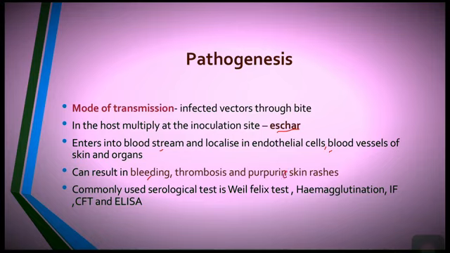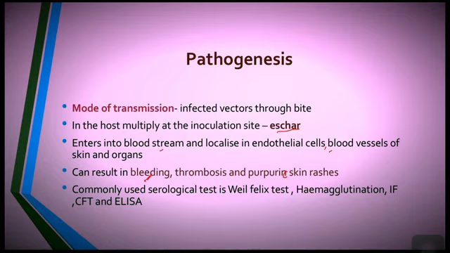The organism spreads through the bloodstream. It causes an acute febrile reaction and gets localized in the endothelial cells, blood vessels of the skin and organs. This swelling and destruction of the endothelial cells occasionally can result in bleeding, that is hemorrhage, thrombosis and purpuric skin rashes. Rickettsia can survive for longer periods in various organs and lymphatic tissues of infected humans and animals. So it is one of the important features in the pathogenesis and epidemiology of rickettsial diseases.